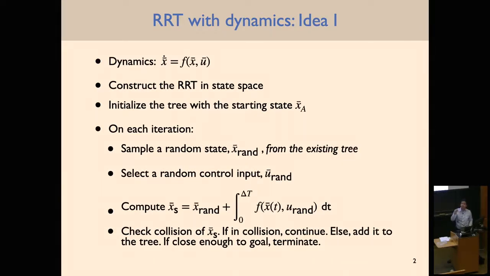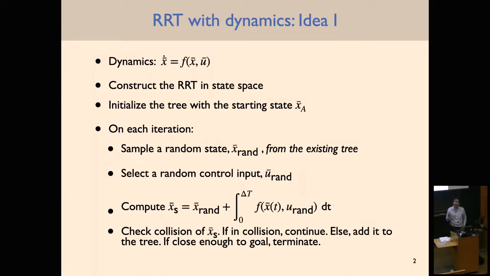Right, so what this results in is you start from this random state, xrand, and then you just integrate your dynamics forwards. You just see where the system ends up if you apply this random control input for a small period of time. And you call that state that you end up in when you apply that control input for a time of delta t, you call that xs.